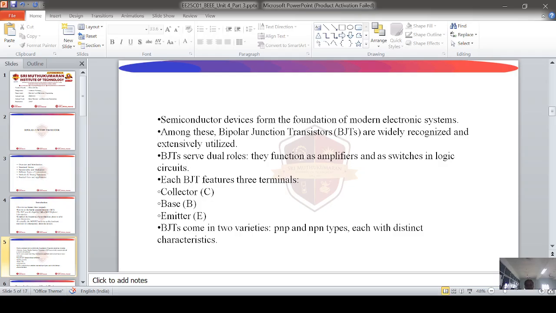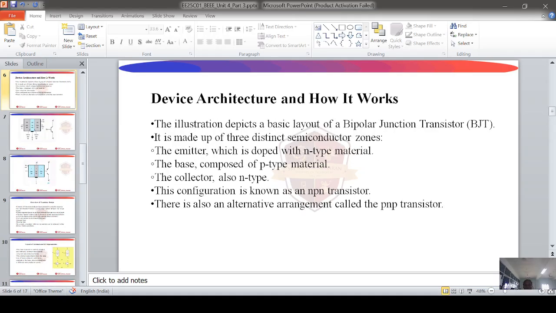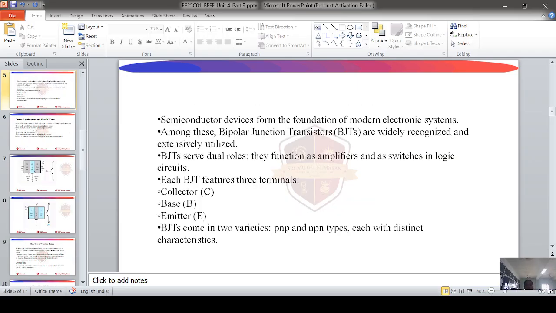Then importance of BJT. Semiconductor devices are the foundation of modern electronic systems. BJTs are widely used because they can function both as amplifiers and switches. They are available in two types, NPN and PNP transistors.